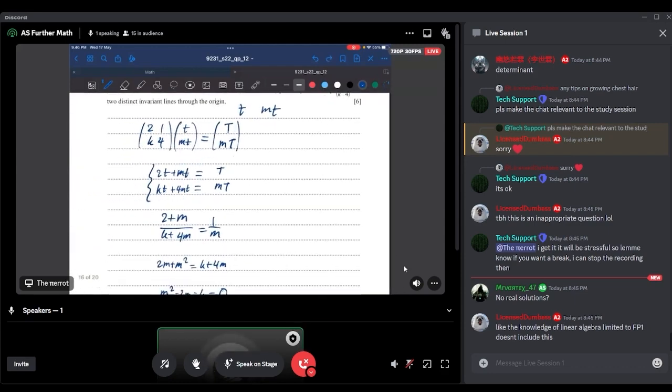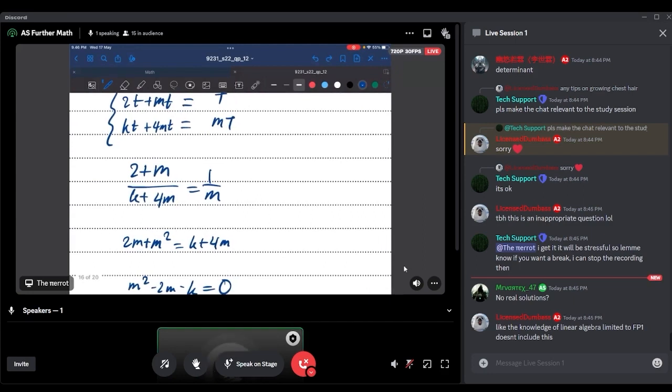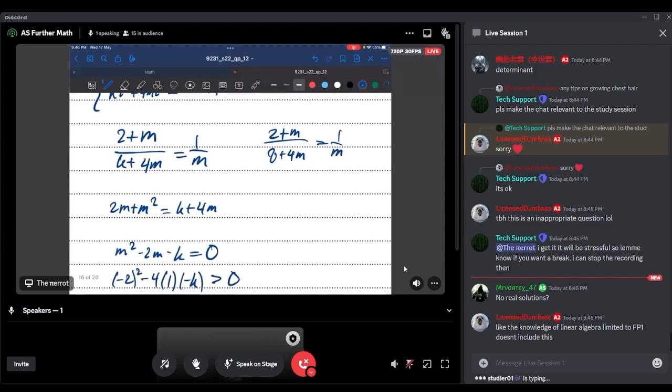When k is 8, maybe there's a better way to see it instead of the geometric way. Oh, no, I think you can see the reason here. (2 + m)/(8 + 4m) is just 1/4, so m is 4. But then when m is 4, so what? What's the problem with that?